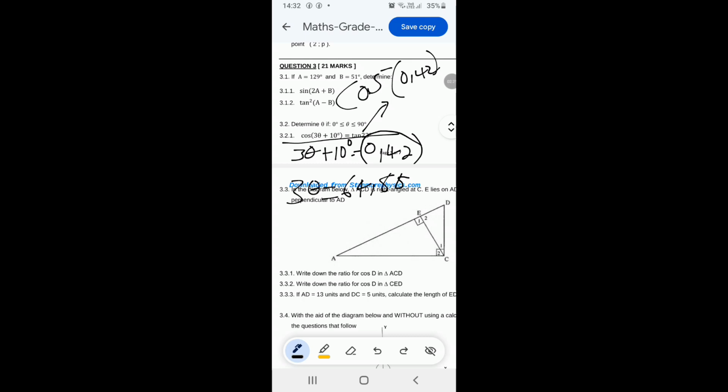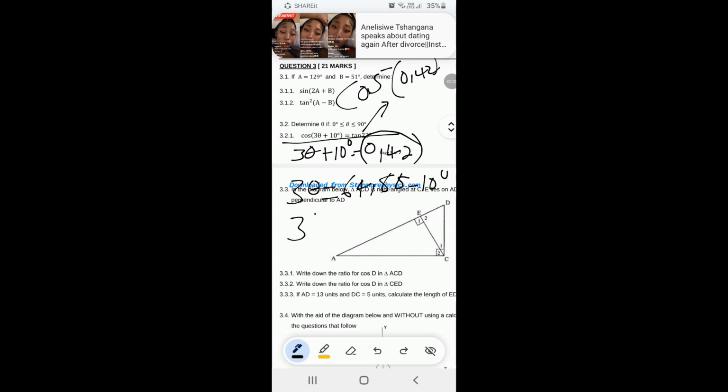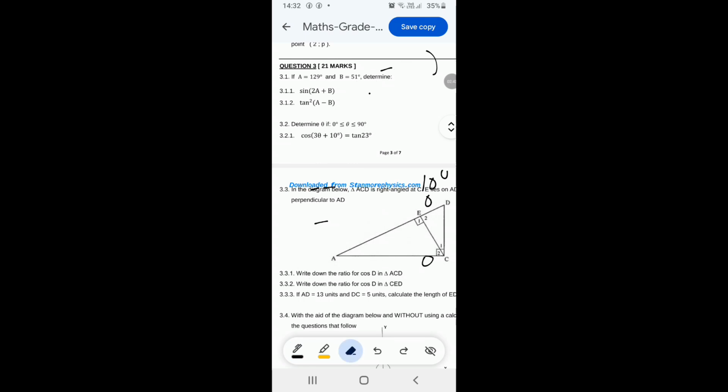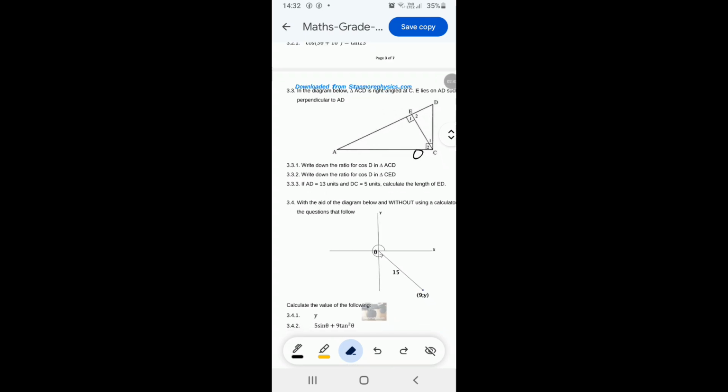And then this 10 will jump and become minus. Then 3 theta, we get 54 there, comma 88 degrees. Divide by 3. Now theta will be 18, comma 29 degrees. That's how we solve our equation. Let's go to 3.3.